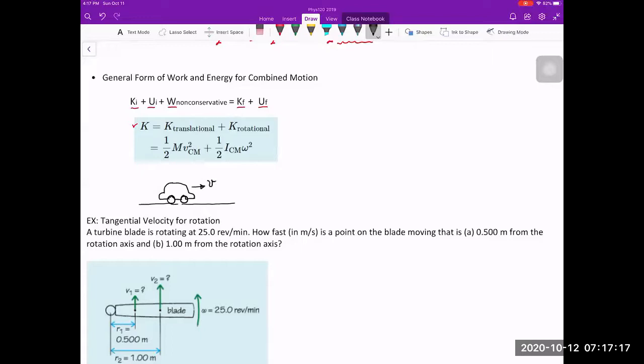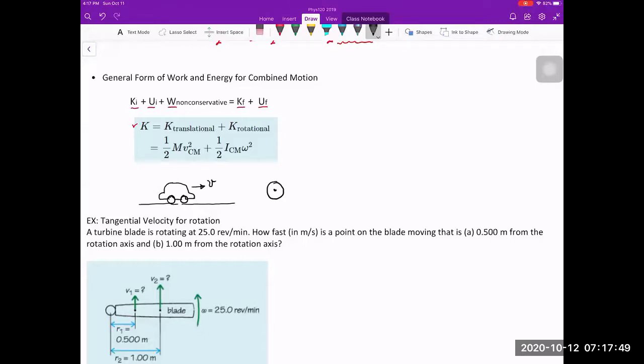Now, we can calculate the translational motion of the car by simply assuming everything is moving to the right, and then you simply use 1/2 mv squared. Okay. But if you look at one of the tires, so this is one of the tires, what is the motion of the tire?